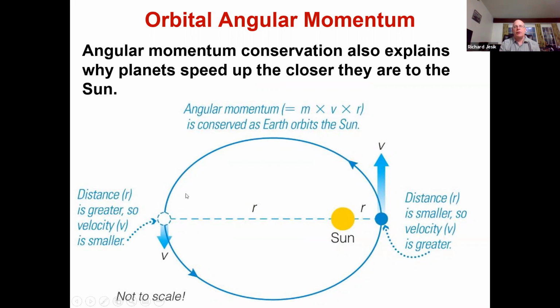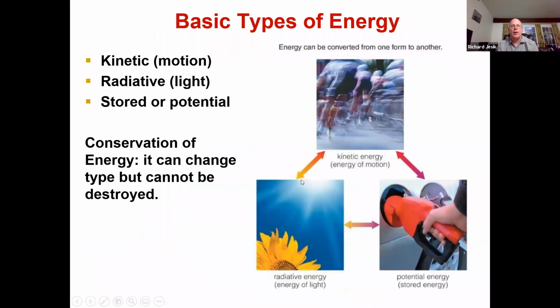Again here, say this is the Earth. This is, by the way, a highly exaggerated ellipse. The Earth's orbit is almost perfectly circular, but not quite. This is just an exaggeration. But when we are closer to the sun, we are moving faster than when we are further away from the sun. That's, again, because the angular momentum doesn't change in the orbit, and the mass doesn't change either. So it's the radius that changes, and therefore the velocity has to change to counteract that.